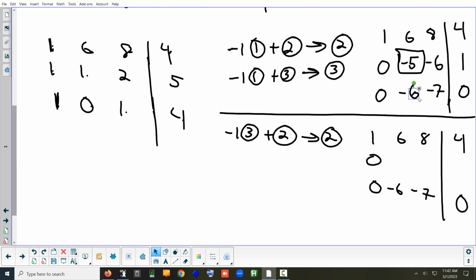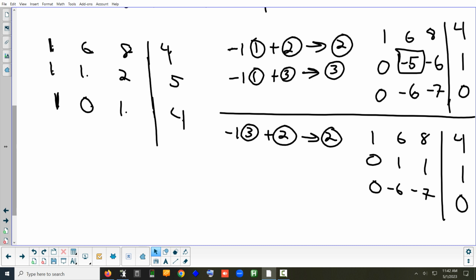Okay, now the next one. What's -6 times -1? 6. Plus -5? 1. What's -7 times -1? 7. 7 plus -6? 1. And what's 0 times -1? 0. Plus 1? 1. So that was a lot nicer way to get a 1 in that spot by multiplying by -1/5.